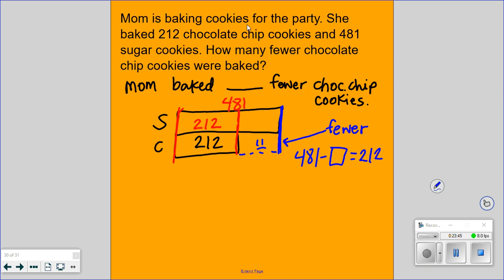Could I write that as an addition? Yes. So want to give it a try? What might that look like if I wanted to try addition? Look at your part-whole. Find your parts. Ava? 212 plus box equals 481.